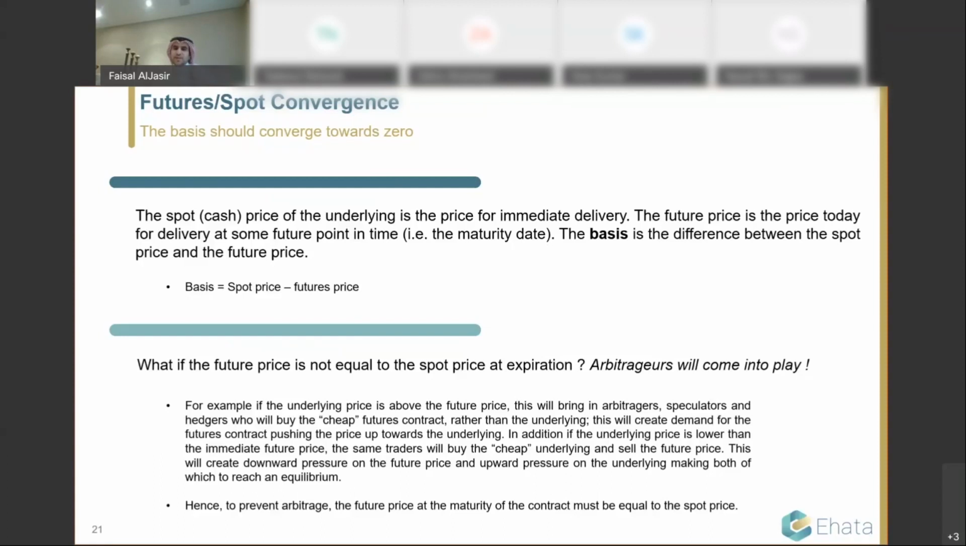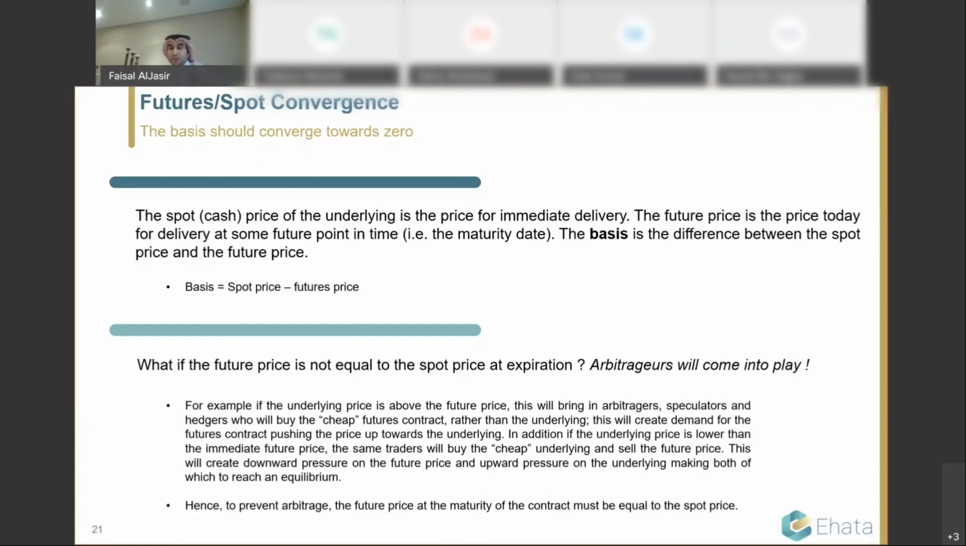So eventually, when the pressure comes, you would find pressure on buying the futures or pressure on selling the underlying. All of that will play a major role in making them both reach what is called an equilibrium, or a balance between them. Eventually, that will put the basis at expiry equal to zero. That should hold, to prevent arbitrage.